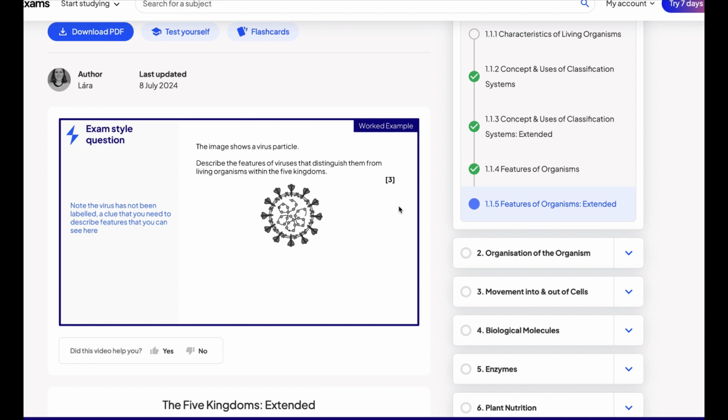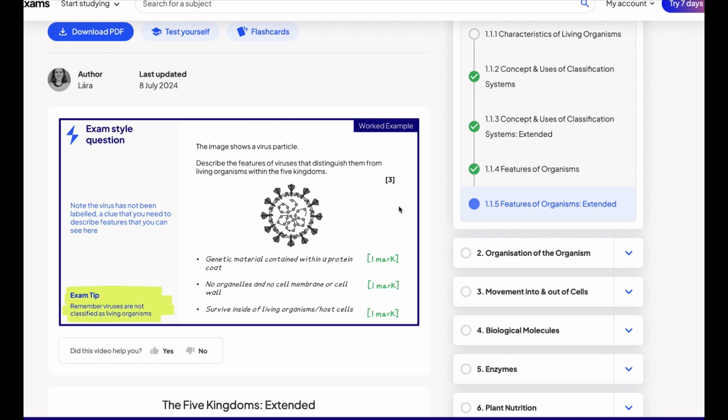We can recall that viruses consist of genetic material contained within a protein coat. They do not contain any other organelles or features of cells such as cell membranes or walls. And they survive by being inside the cells of living organisms. Remember that viruses are not classed as living organisms and so are not part of the 5 kingdoms.